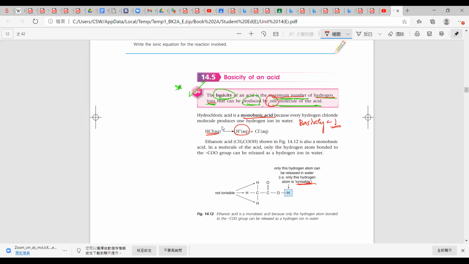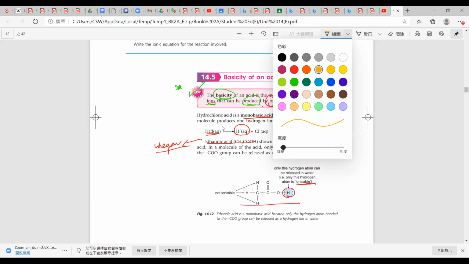Can you get the point? But for ethanoic acid, which is commonly found in vinegar, right? 喺醋入邊揾到嘅乙酸. You may find that the formula is rather complicated: CH3COOH, right? However, after careful examination of this substance, you may still find it is a monobasic acid. What does that mean? Per acid molecule, only one hydrogen atom can be ionized. So we still call it a monobasic acid, but not the other three hydrogens. What do I mean by that?